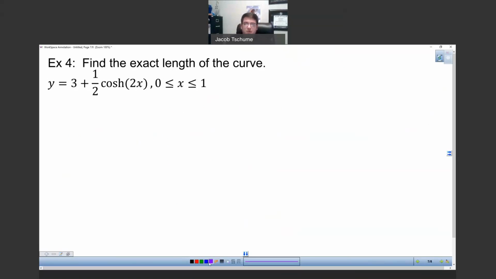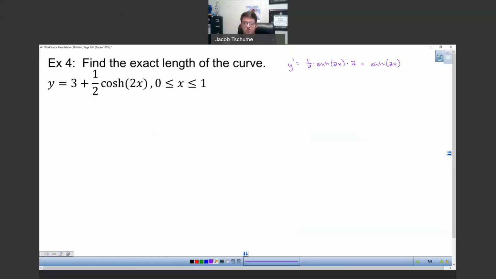Like I said, a lot of these problems we're going to do are going to be y equals f of x functions. So once again, you need to come over here to the right, and we need to find y prime so that I can plug this in. All right, so the derivative of 3 is just 0. So this would be 1/2 times the derivative of hyperbolic cosine, which is hyperbolic sine of 2x, times the derivative of the inside, which is your chain rule, would be 2. So that actually just simplifies into the hyperbolic sine of 2x.